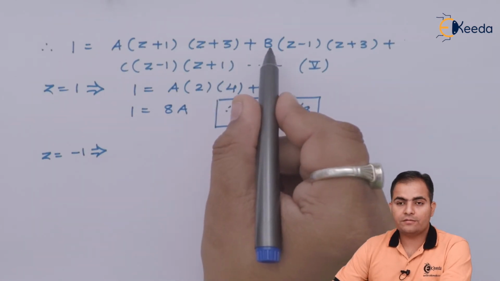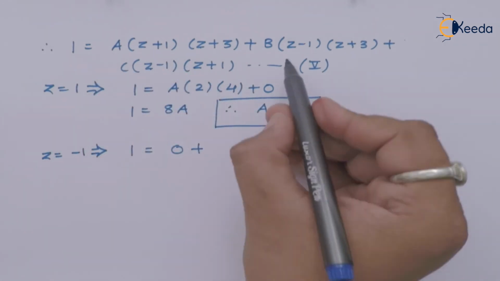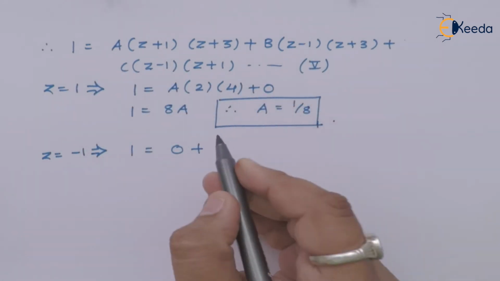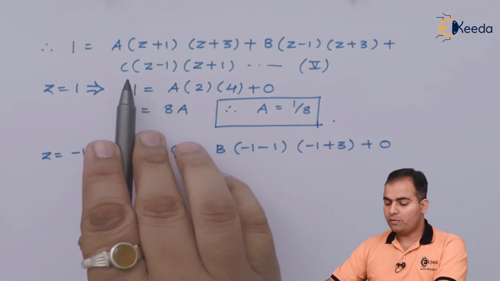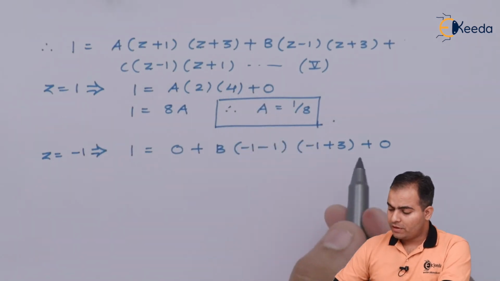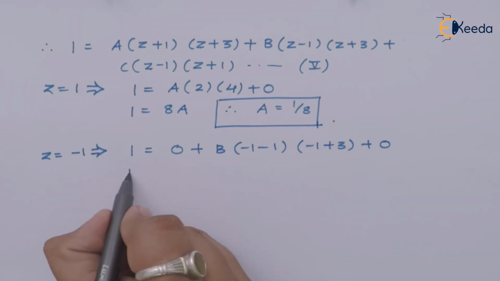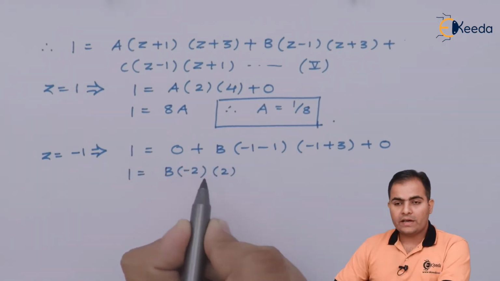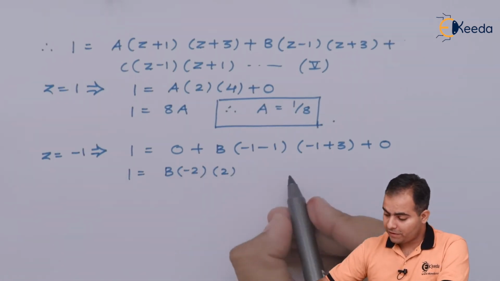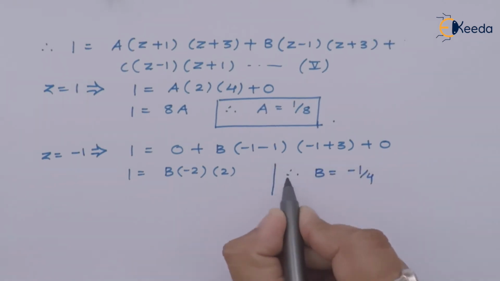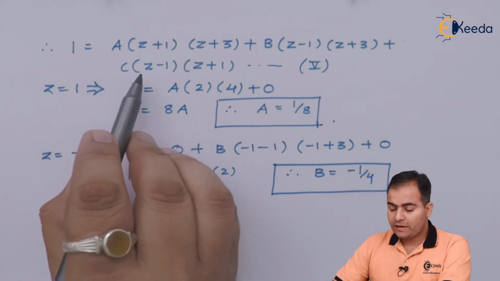So we'll get the answer only of b. I have replaced the whole a product term by 0. Then I'm going to substitute minus 1 in this equation. And as I said, my whole c product term is nothing but 0. Now minus 1 minus 1 is minus 2, and minus 1 plus 3 is plus 2. Minus 2 into plus 2 is minus 4, and if I shift minus 4 to the left hand side, what will we get? Minus 1 by 4.